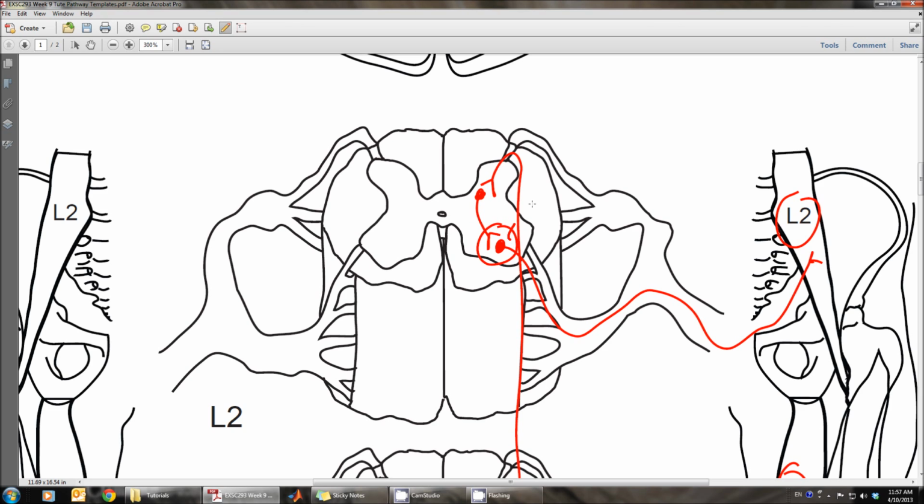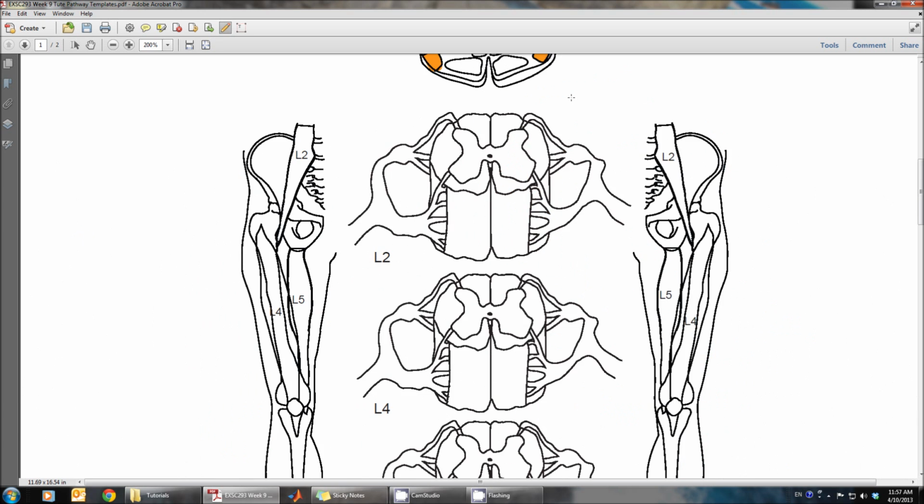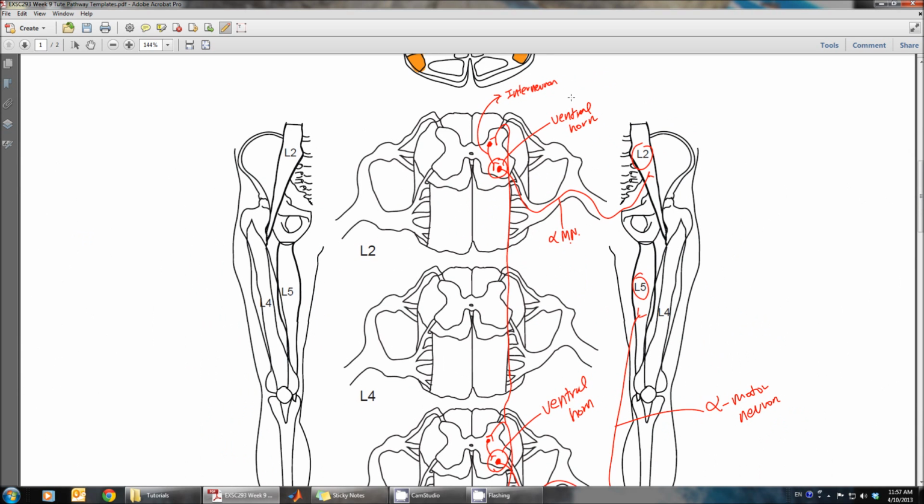Again, that's the ventral horn. And that's our alpha motor neuron. And you can also label this as our interneuron. So one side of the leg is being lifted at the moment. That's good. And is it all?